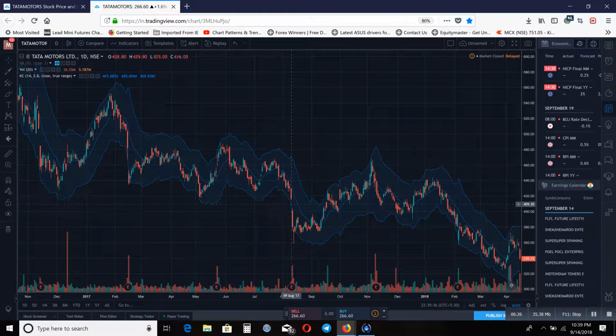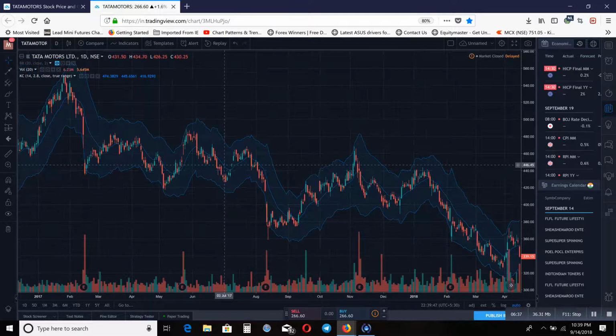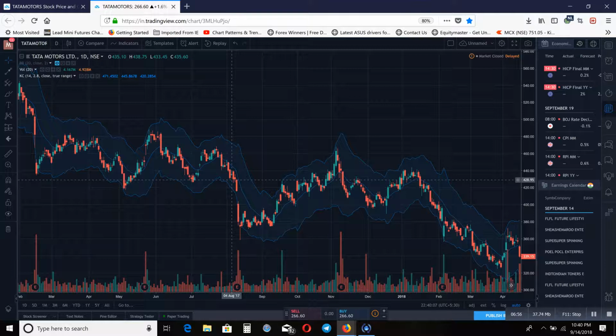It's not advised to only use Keltner channels. Obviously some practice is needed, but if this is used along with the Fibonacci retracements, then it would be really helpful. Let's do a simple analysis here. I will add a Fibonacci retracement to take a position.